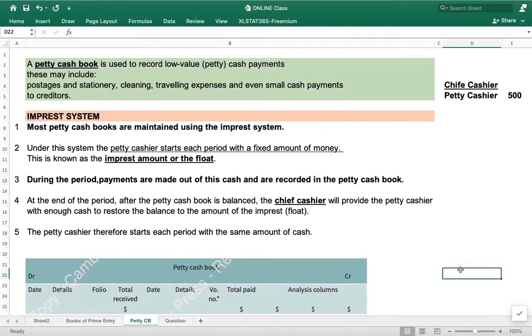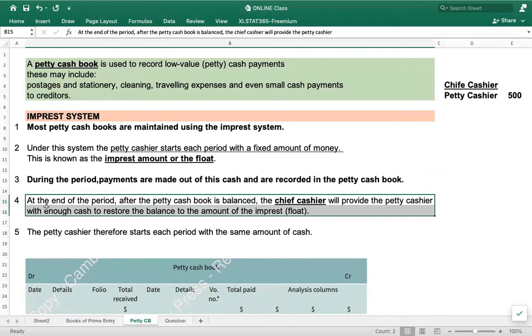Now third point, read out. During the period, payments are made out of this cash and are recorded in a petty cash book. Yes, during the period means let's say one month. So during that one month, whatever small payments take place, the petty cashier will pay all those small payments using this $500. Got it?